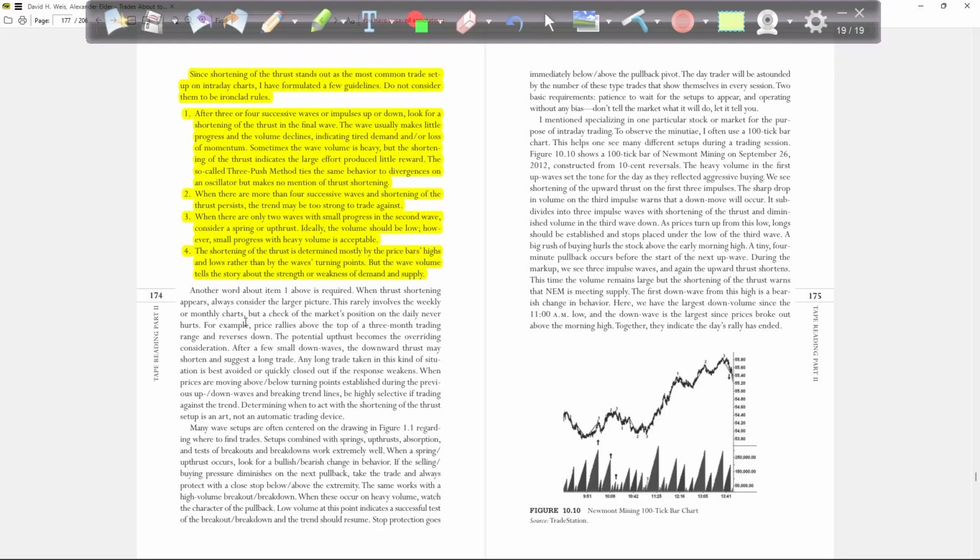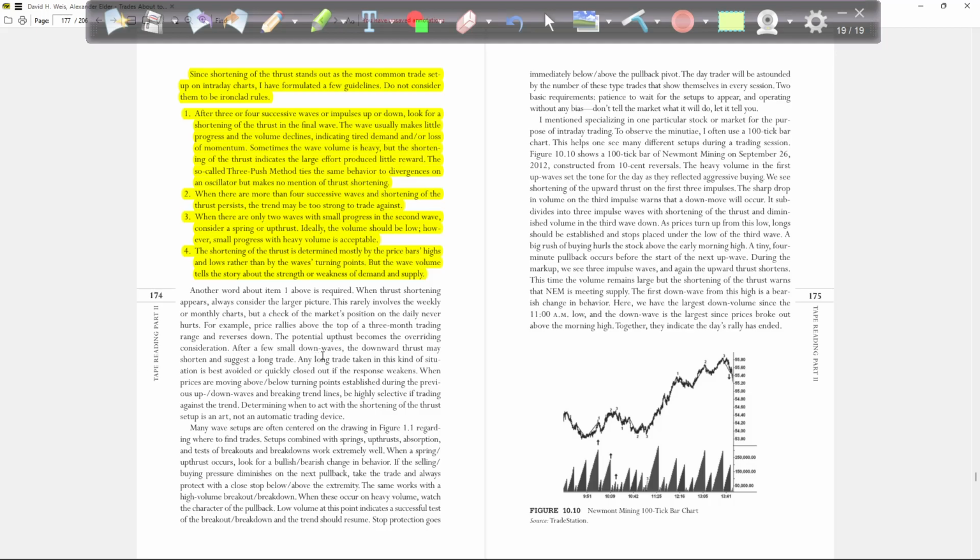When thrust shortening appears, always consider the larger picture. This rarely involves the weekly or monthly charts, but a check of the market's position on the daily never hurts. For example, price rallies above the top of a 3-month trading range and reverses down. The potential upthrust becomes the overriding consideration.